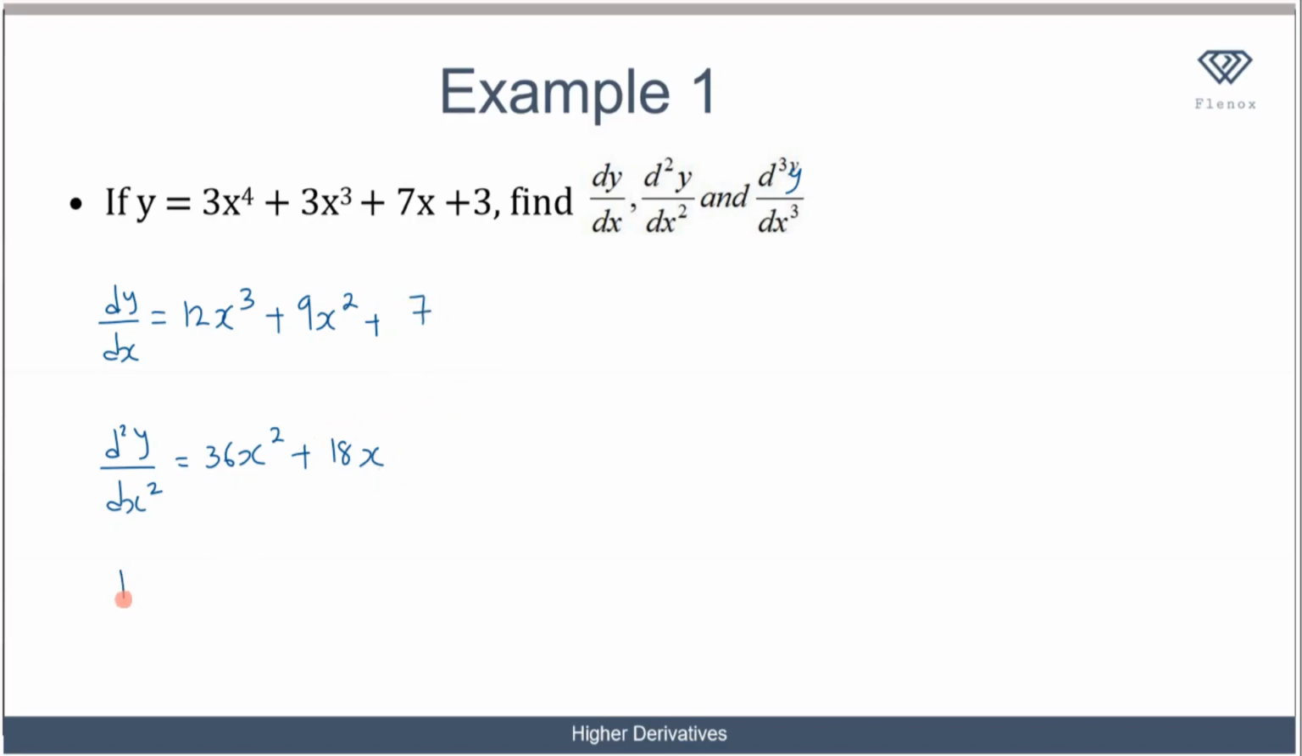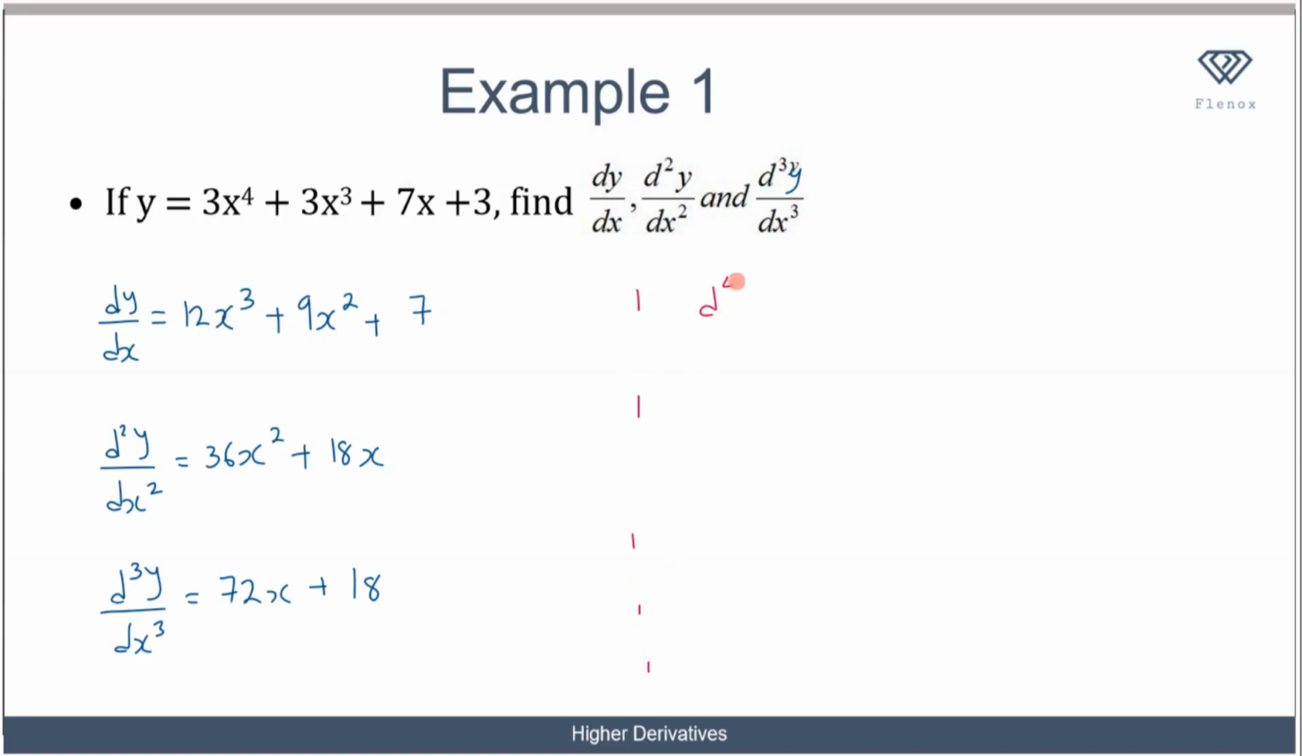So the third derivative, which is what? d cubed y over dx cubed, just means that I should differentiate d squared y over dx squared again. So when I do that, I have 36 times 2, which gives me 72x, then plus, when I differentiate 18x, I'm left with 18. Now this is what the question asks us, but we can even extend this concept further.